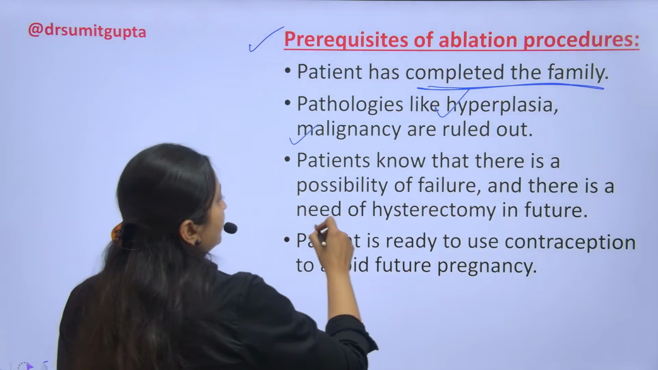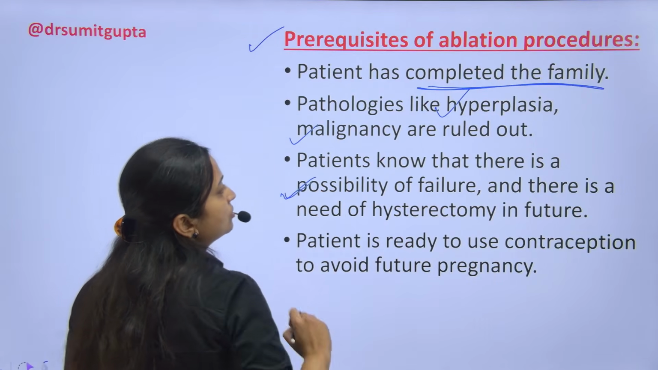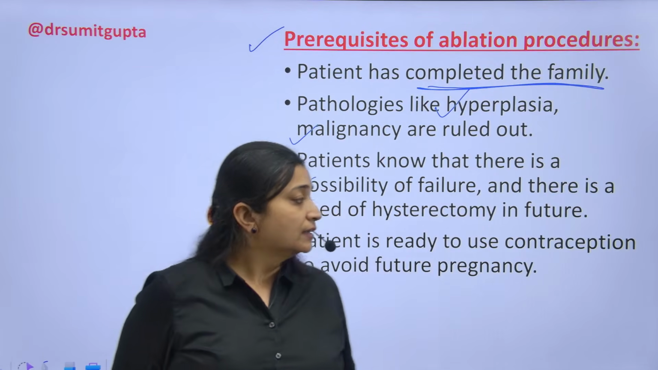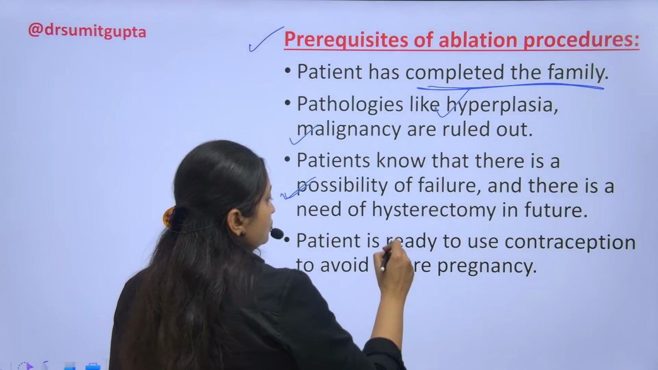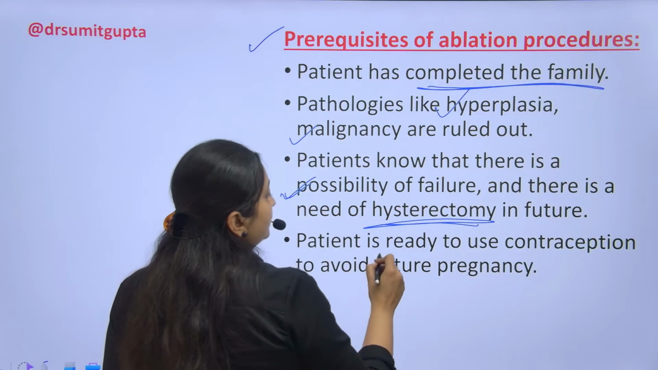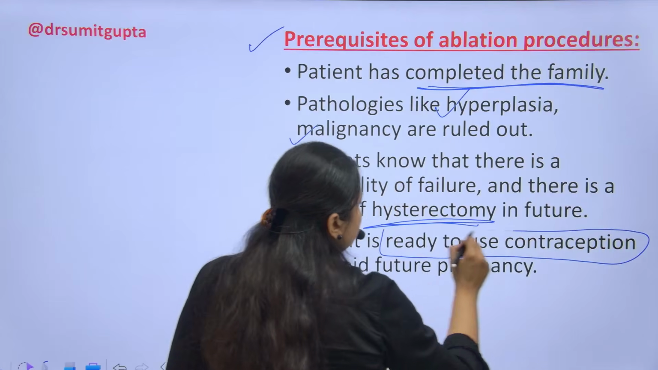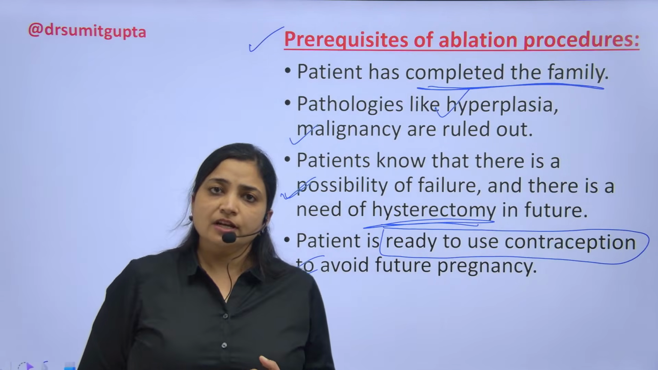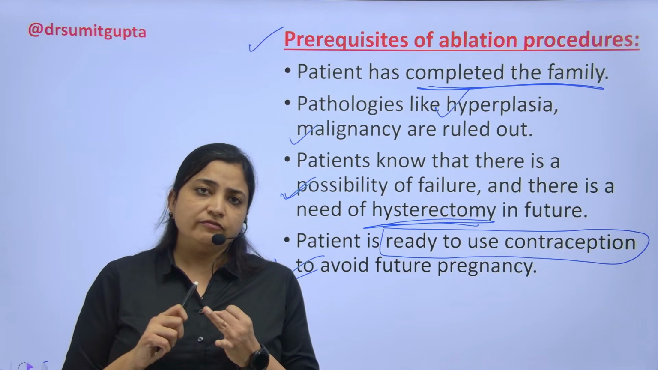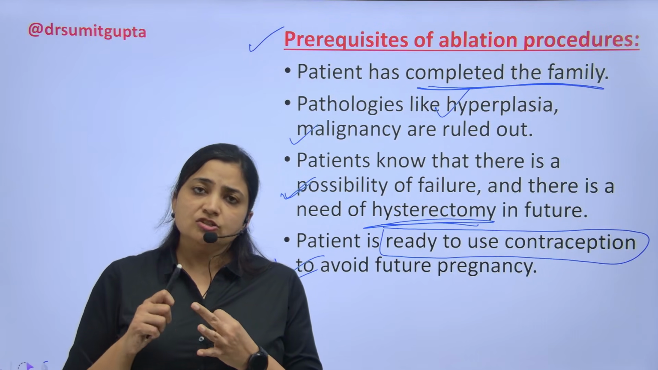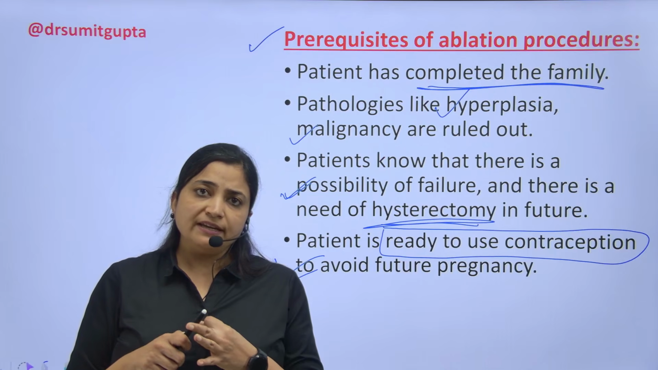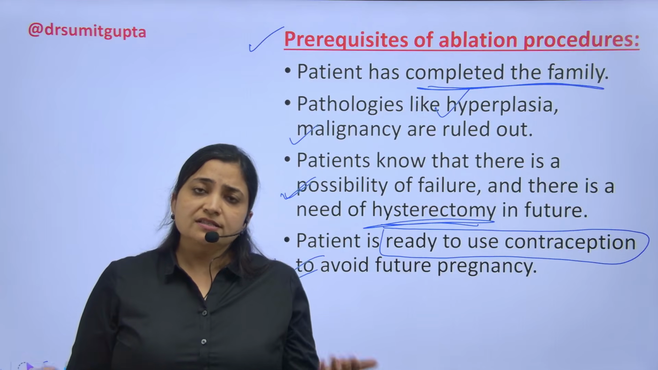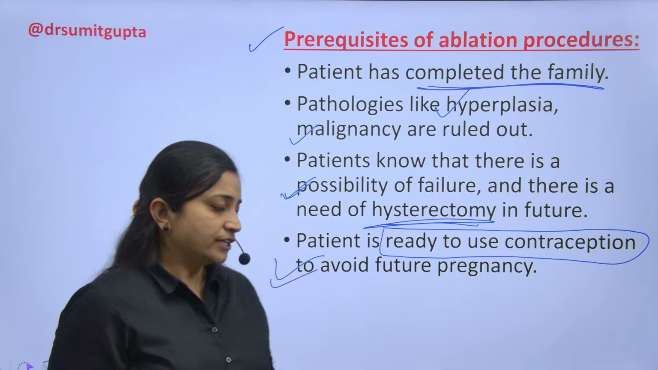And the patient should be told that there is a possibility of failure in this procedure also. We are trying to destroy both the functional and basal layer, but if they don't get destroyed, then we will have to proceed with a hysterectomy. And the patient should be ready to use contraception because we have to avoid pregnancy. So what are the prerequisites? Family complete. The patient will not become pregnant again. There is no malignancy. We have ruled out the malignancy and we have told the patient that we are trying to ablate the endometrium, but in some cases we need to proceed with the hysterectomy.